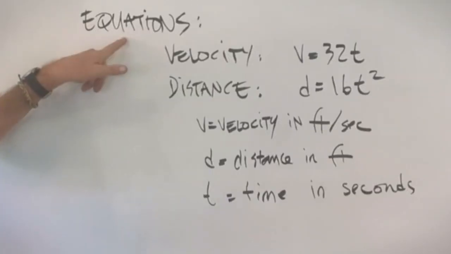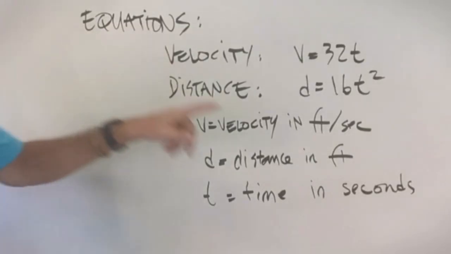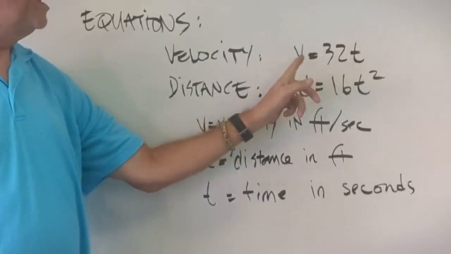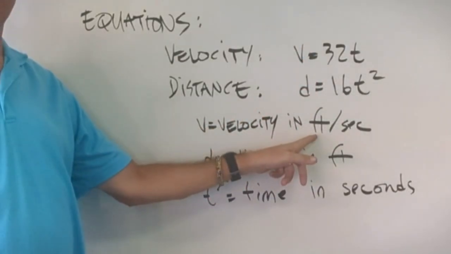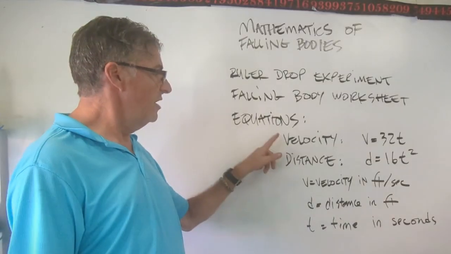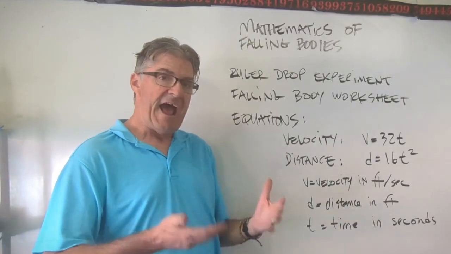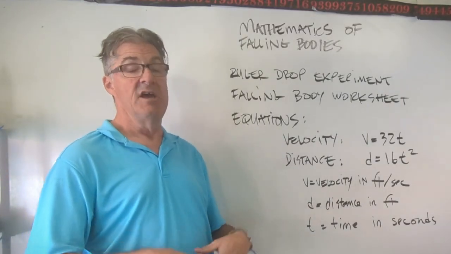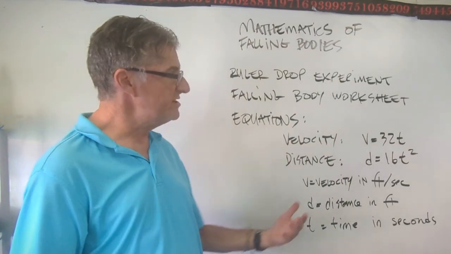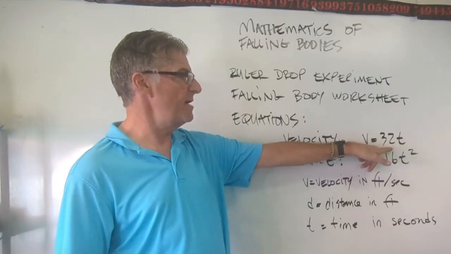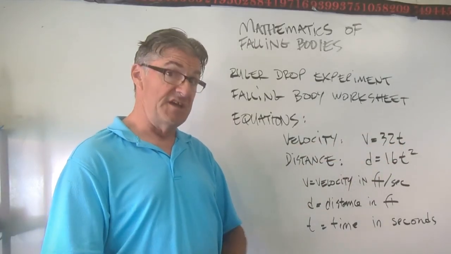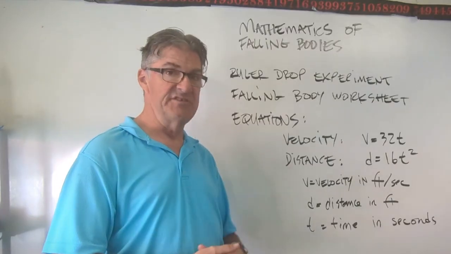So before we start using and manipulating and explaining equations, we need to describe a few things. Velocity: there's an equation for velocity, which is little v equals 32 little t. v stands for velocity in feet per second, and t is time in seconds. So this is a way that we can find out how fast an object is falling if we know how long it has been falling. If it's been falling for 3 seconds, we put 3 in for t, multiply it by 32, and that would be the speed in feet per second that the object has after 3 seconds of falling.